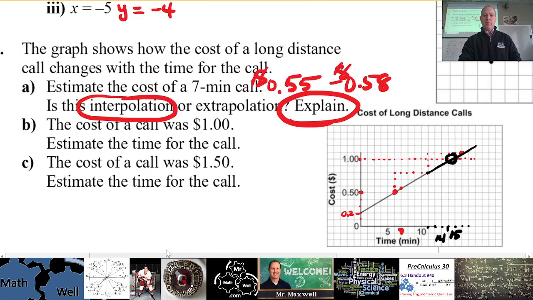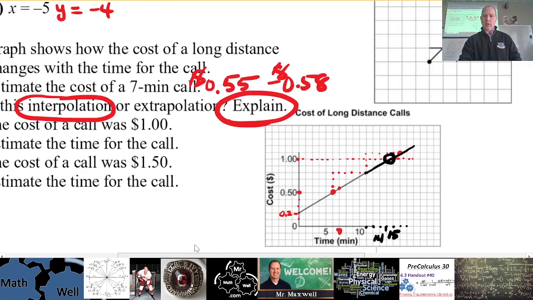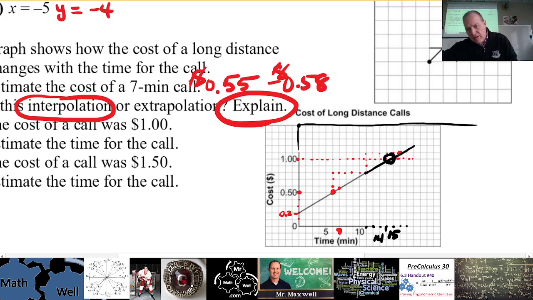The cost of the call was $150. Estimate the time. Okay, well, we definitely have to extend this, and I think on your paper, the graph is just slightly different. It just looks a little bit different. So 50 cents, $1, so I need to go 1, 2, 3, 4, 5, yep. 1, 2, 3, 4, 5. So you'd have to extend that up, and then extend this over as well. On your paper, where does that end up to be?